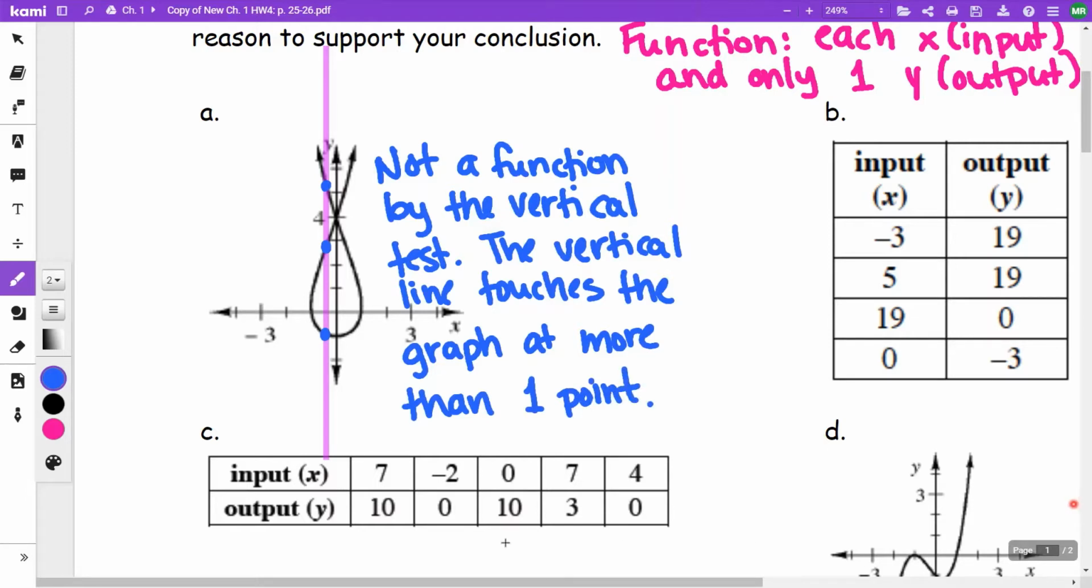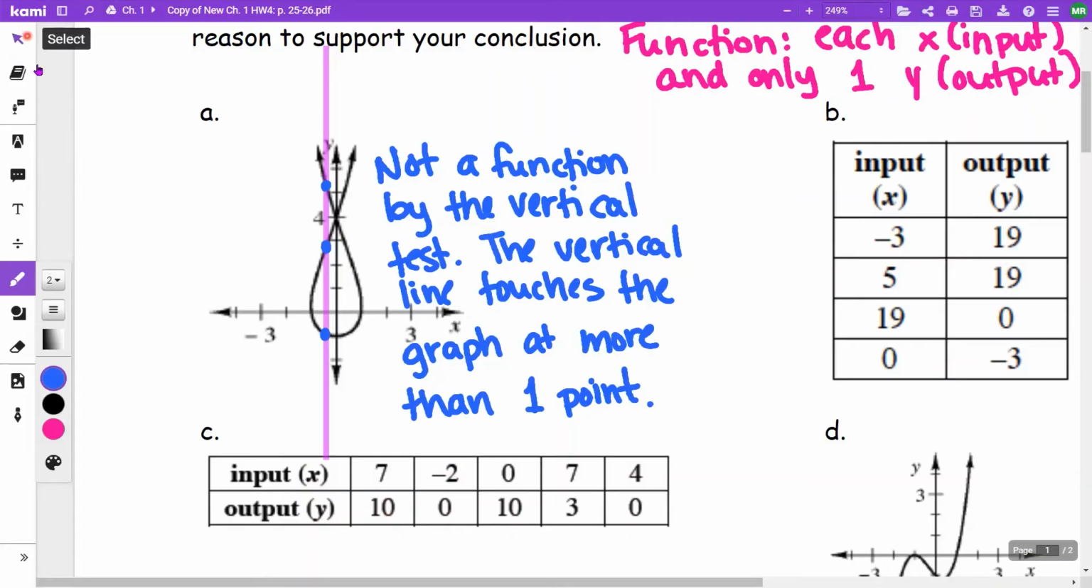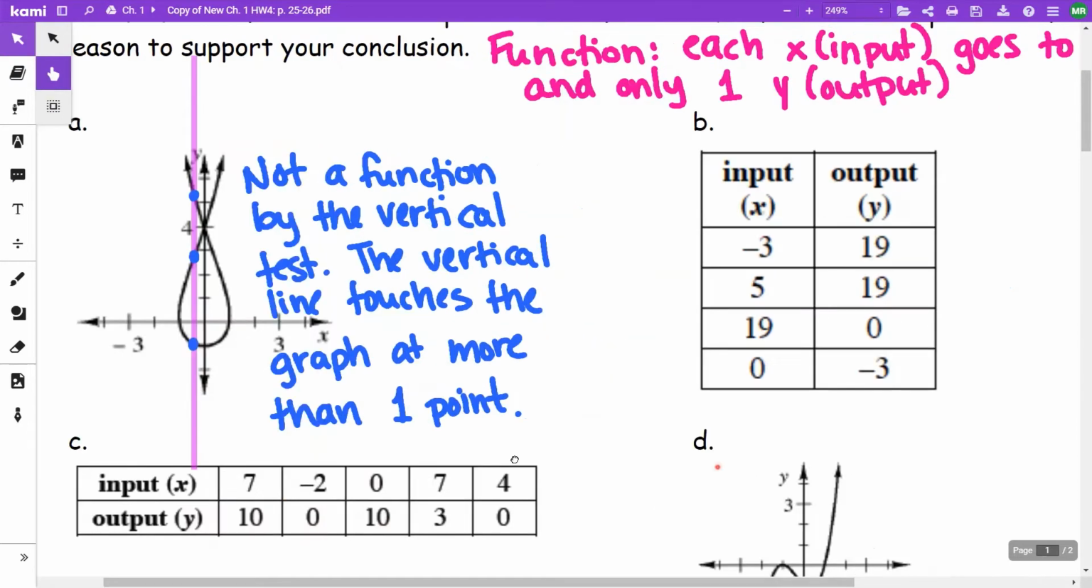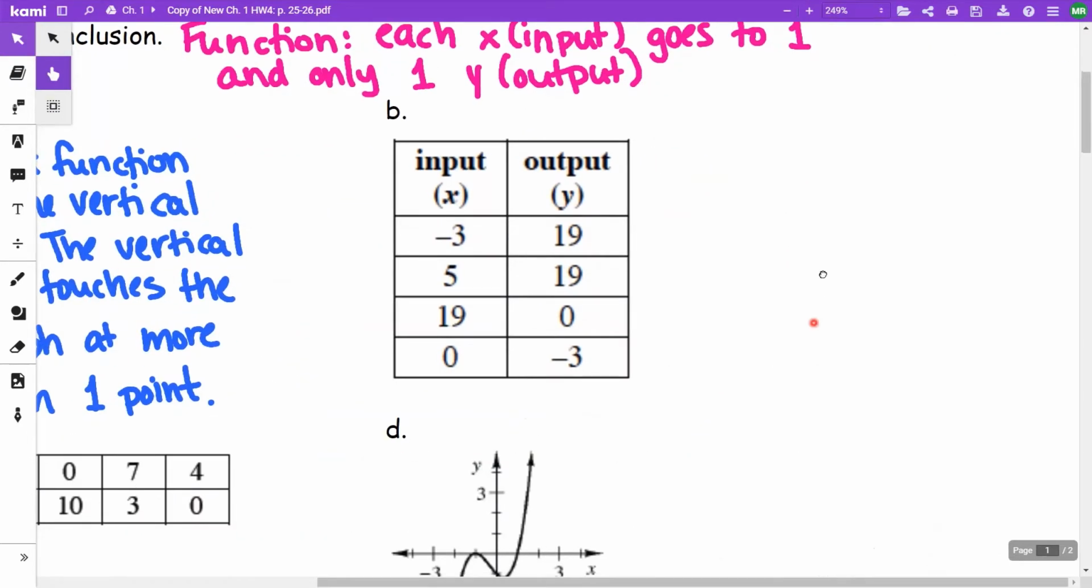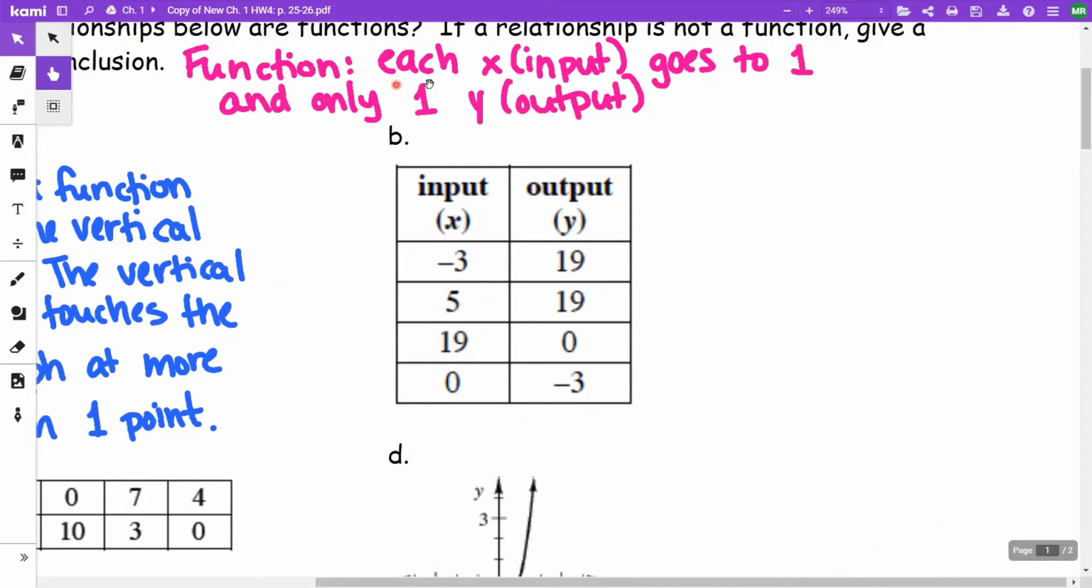Okay, looking at the next one, the next one's a table. So for the next one, I'm going to be thinking about it as each x goes to one and only one output. So as I'm looking at my x's, -3, 5, 19, and 0, each of these x's is not repeated. -3 only goes to 19. 5 only goes to 19. 19 only goes to 0. 0 only goes to -3.